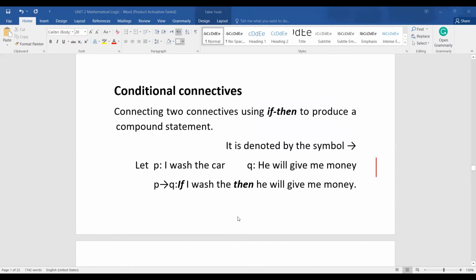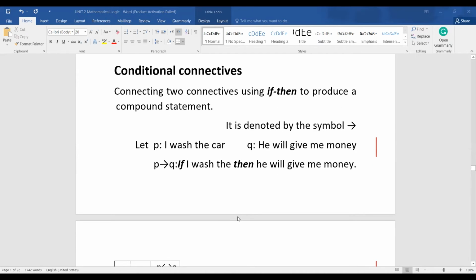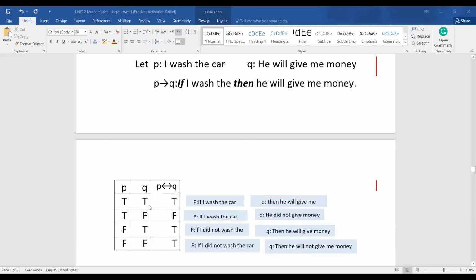Connecting two statements using if-then produces a compound statement. Let P be: I wash the car, and Q: he will give me money. By default, P and Q are true statements. In the first case, both statements are true: if I wash the car, he will give me money. In the second case: if I wash the car, he did not give me money.